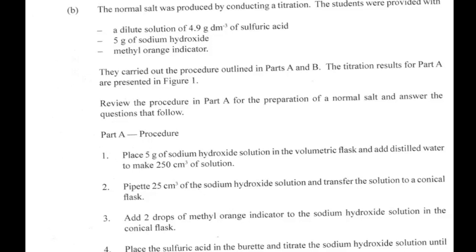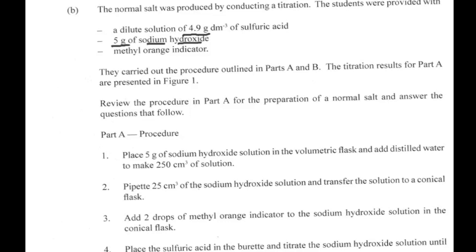So we're on to part B. The normal salt was produced by conducting a titration. The students were provided with a dilute solution of 4.9 grams per dm cube of sulfuric acid. Very important, we're given the mass concentration here. We're given 5 grams of sodium hydroxide, the base, and we're given methyl orange indicator.